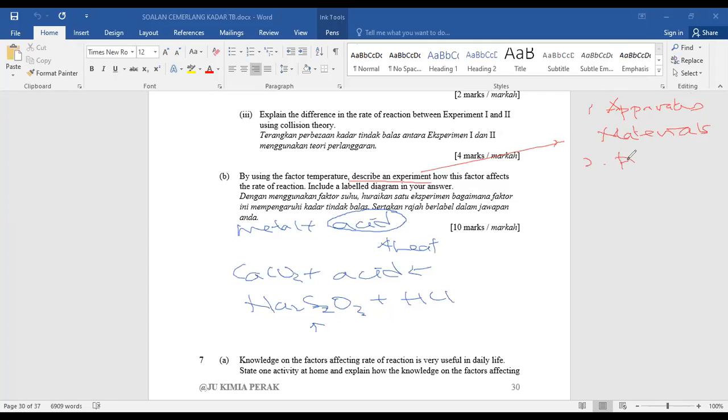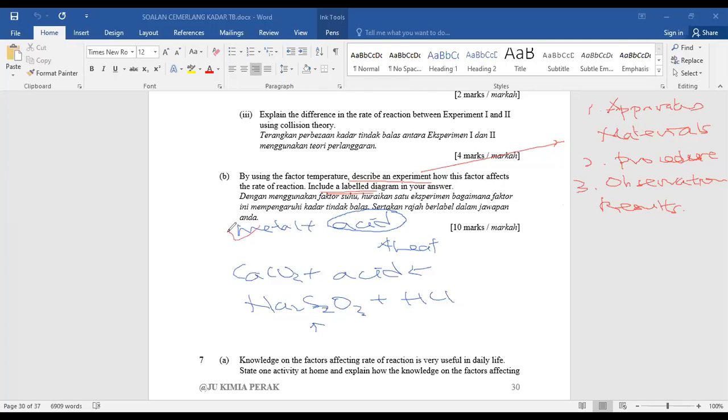Number two, you should have the procedure. Number three, you should have the observations, or in this case, the tabulation of data, the results. And here they are asking you how the factor affects, so you have to make a conclusion for this case. And don't forget, they ask you to add in the labeled diagram. The diagram will be based on what experiment you're talking about.